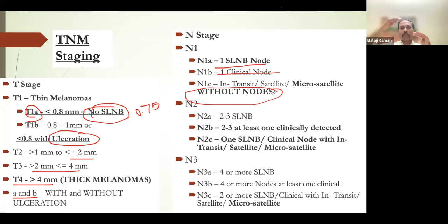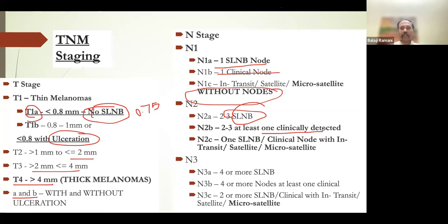So what is N2? N2 is 2 to 3 nodes. So what is there then? N2A becomes 2 to 3 nodes which are detected by SLNB. As I already said, it is SLNB. So 2 to 3 nodes which are detected by SLNB. And what about this one? N2B is clinically detected, right? So 2 to 3 nodes, at least one should be clinically detected.